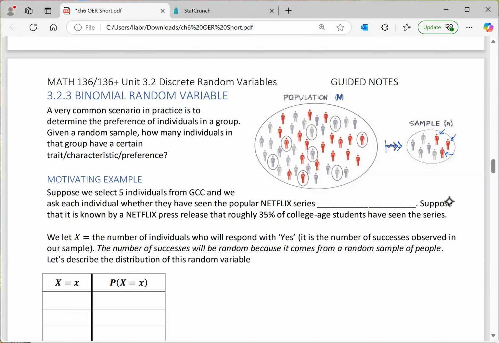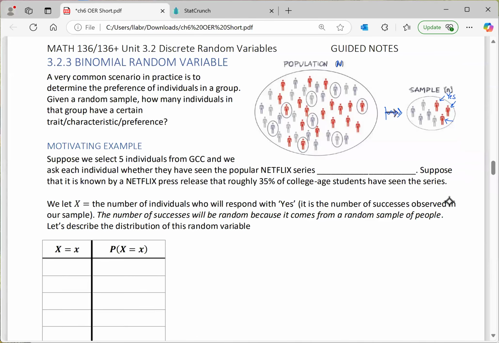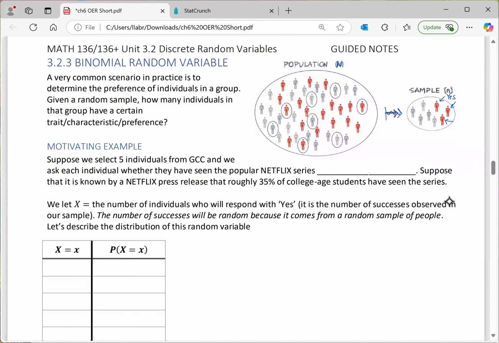And this procedure of taking a sample and then observing whether there's a trait present, in other words, where the person's going to say yes, or you're going to analyze this person and you're going to state, yes, they do in fact have the trait that I'm looking for, happens so often that we have here a motivating example for why we want to study binomial random variables.